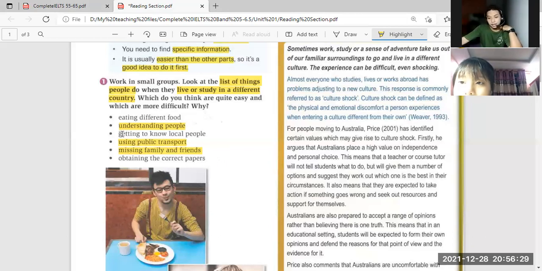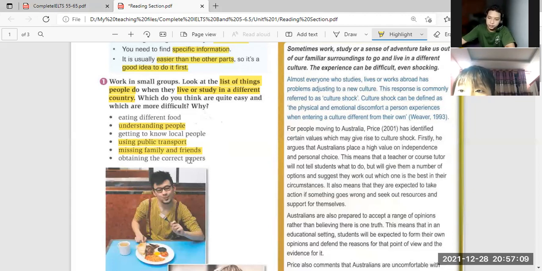Okay, very good. Now, what about getting to know local people? What do you think is more difficult? Because if you are in a different country, you don't know anything about this country, and you don't know anyone, and it's difficult to get to know local people. It's very good, Toy. Very, very good.